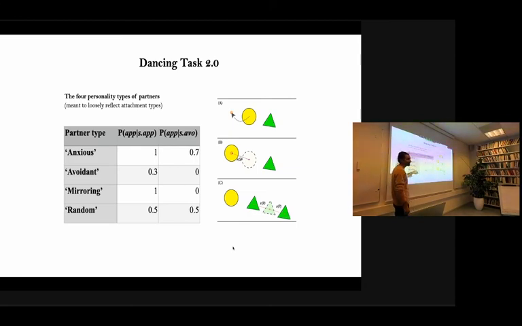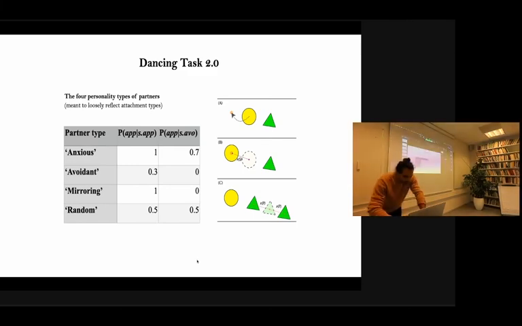Then there's the avoidant partner. When you approach them, they are unlikely to approach you, and when you move away from them, they will never approach you, okay? So that's someone that you're only going to see move away from you most of the time. A mirroring partner is one that will approach you if you approach them, and will avoid you if you avoid them. It's very respectful, no noise there at all. And the random partner just does whatever they like. And it's interesting to see what you interpret something random as being, right?